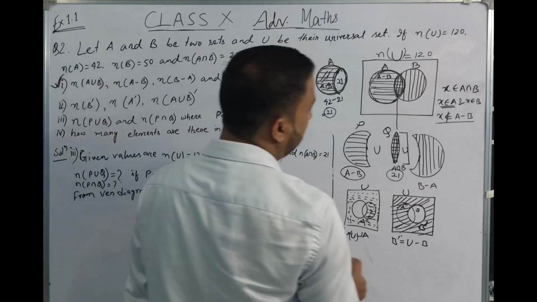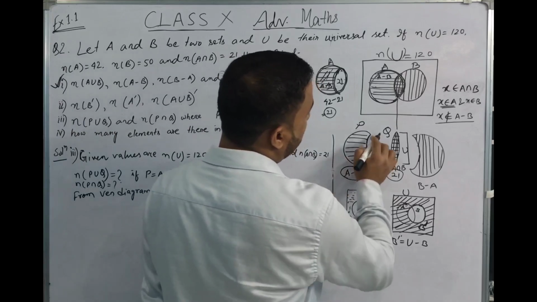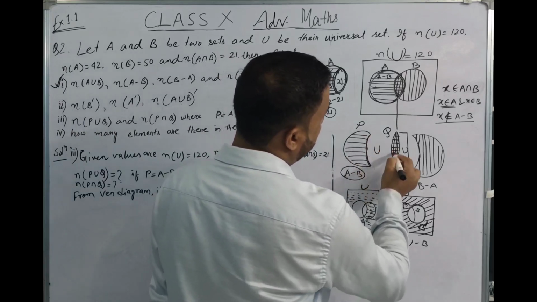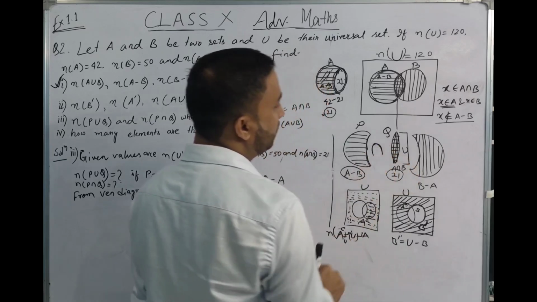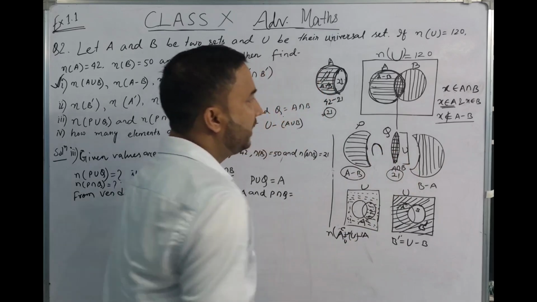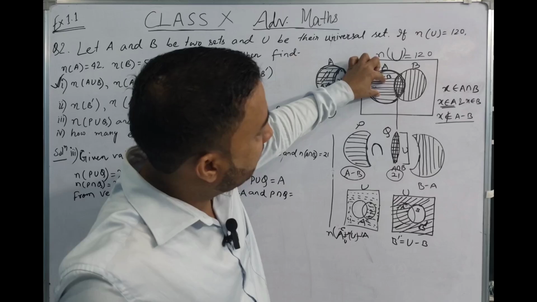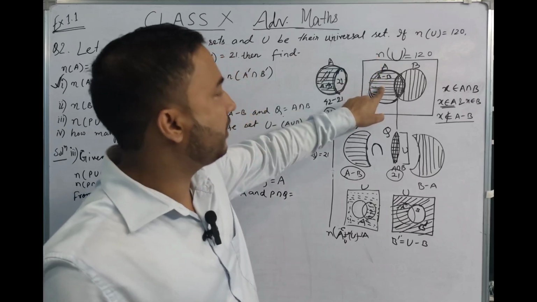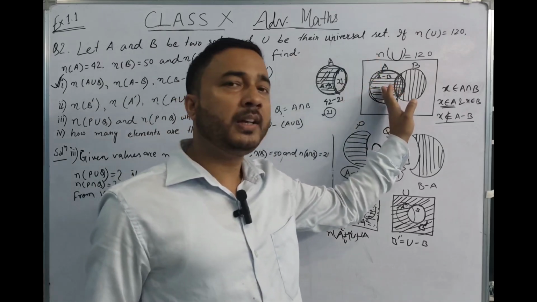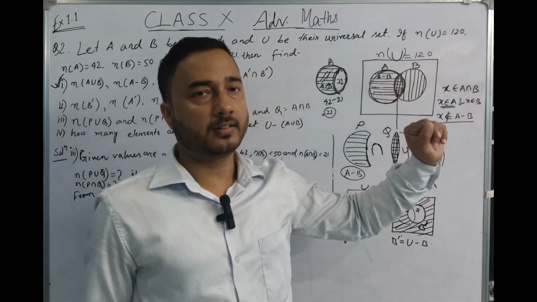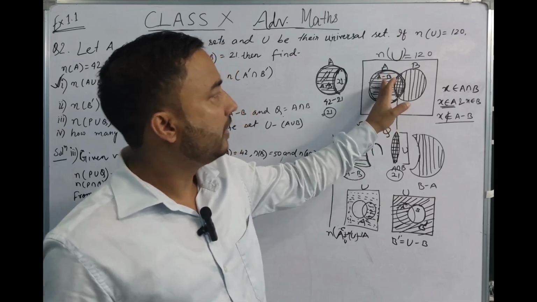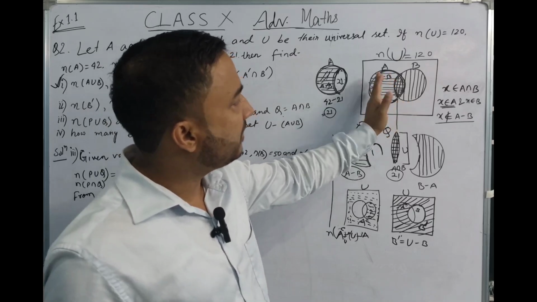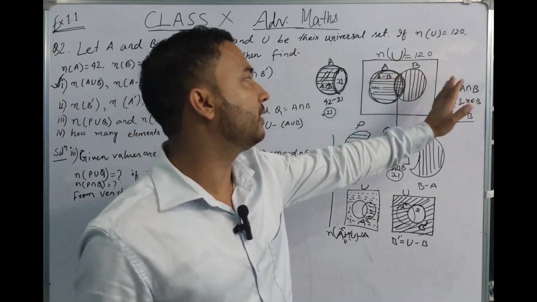Now you tell me what will be the P intersection Q? This part and this part. If we take the intersection of these two sets, then what we will get? Here you see, this is exclusive to only A. This part is where the elements are only in A, not in any other set. These elements are not common to any other set.